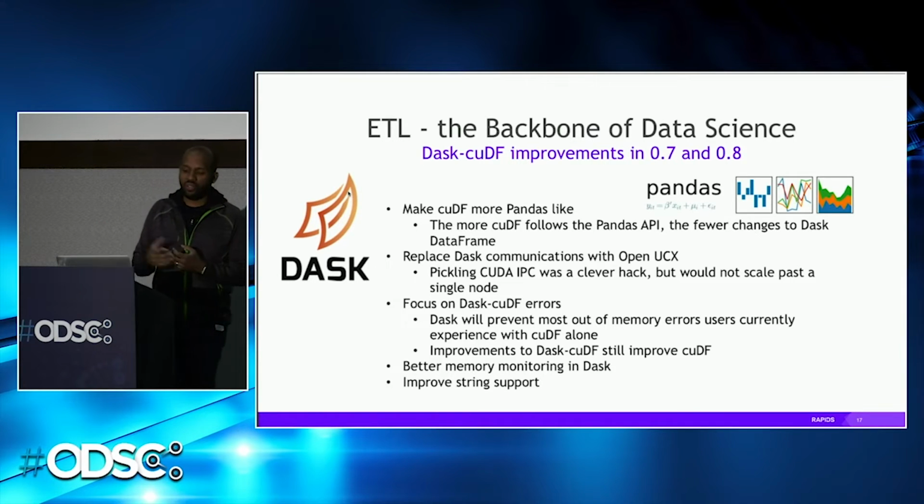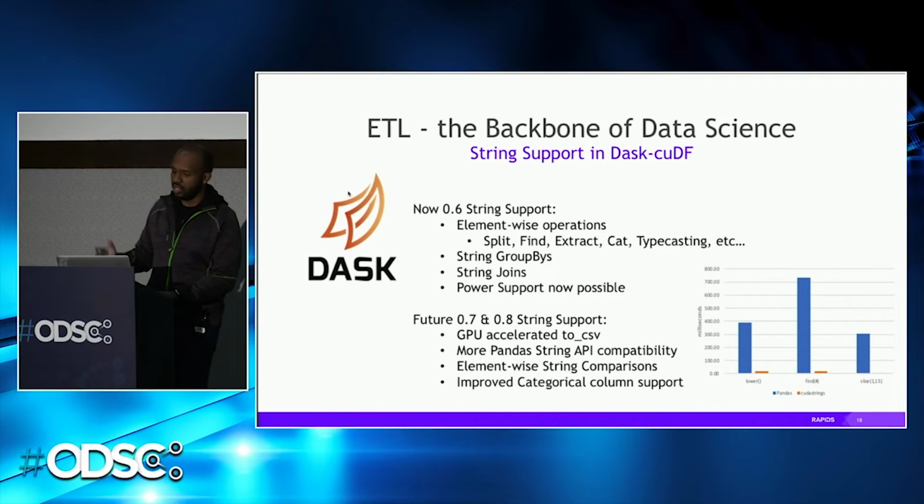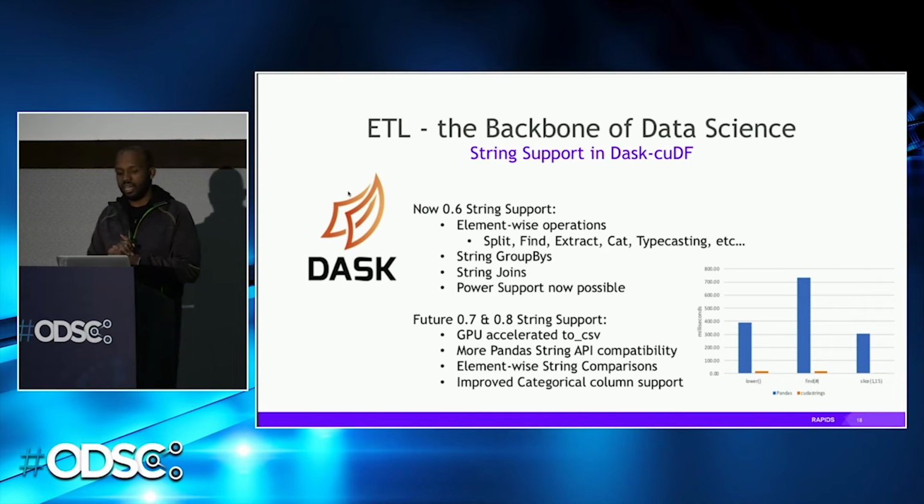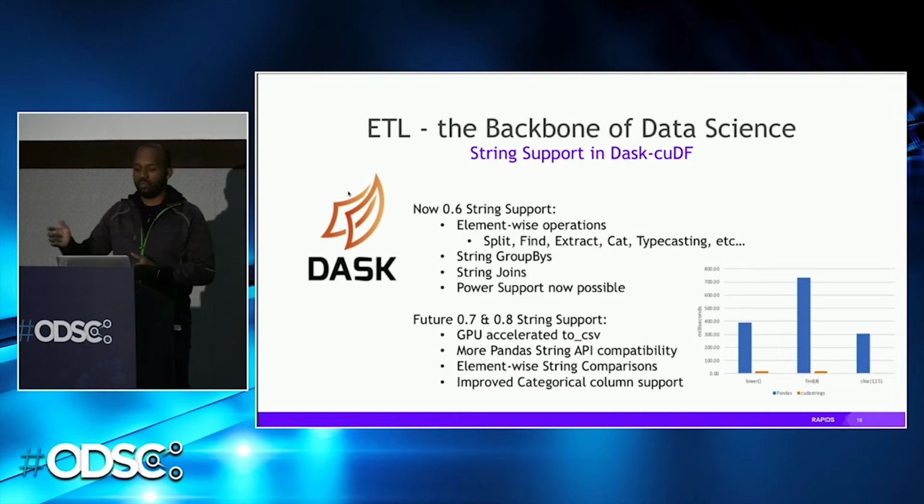We're also focusing on better error handling. This was one of the reasons why we removed all the CFFI and moved to Python, so we can pass these errors more cleanly to end users. And then just better memory monitoring and improved string support. And speaking of strings, in 0.6, our last release about a month ago, we open sourced our strings so we can now have power support.